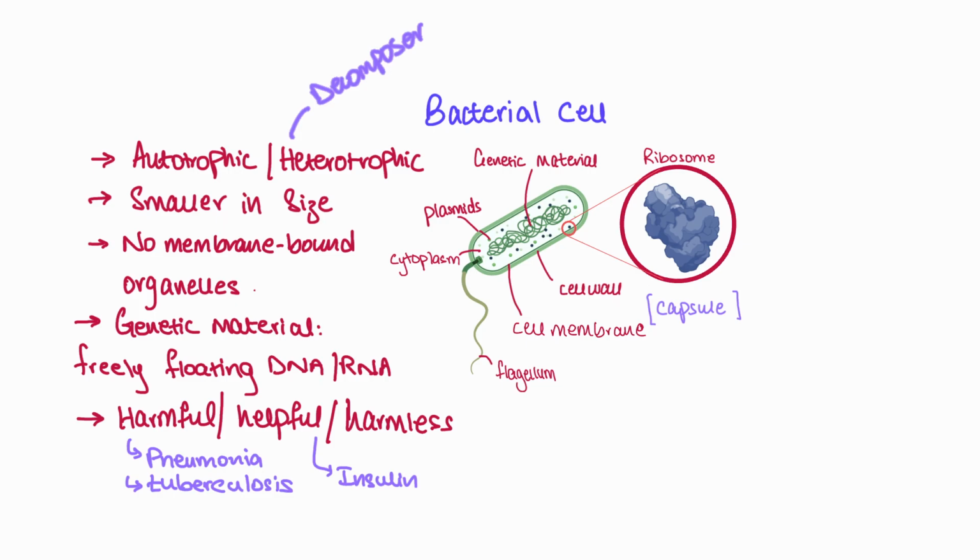Alright, let's review this real quick. We talked about how prokaryotic cells are much smaller than eukaryotic cells. Then we talked about how they don't have membrane-bound organelles, but they do have ribosomes because those aren't membrane-bound. Then we talked about the placement and arrangement of their genetic material. Then we talked about how they're unicellular and how they need their tails to swim. We also discussed that some bacteria are harmful, some are helpful, some are completely harmless. And then we also talked about how bacteria can be autotrophic or heterotrophic, in which case they would be decomposers.